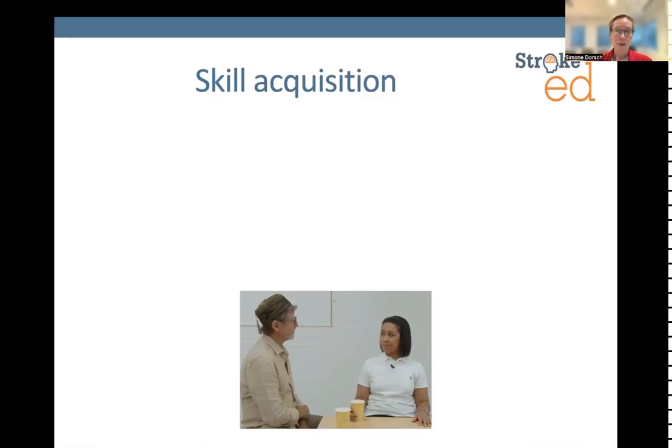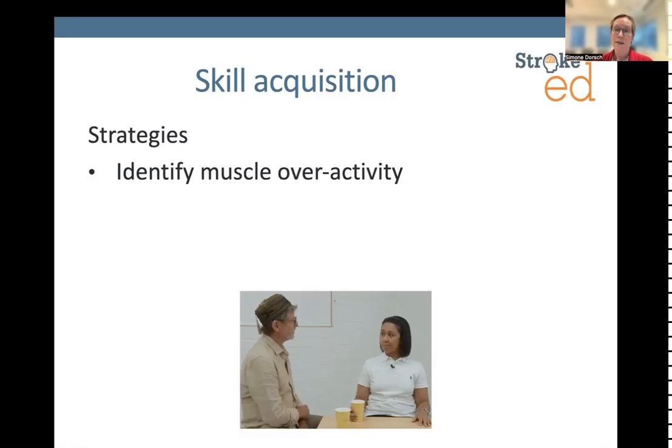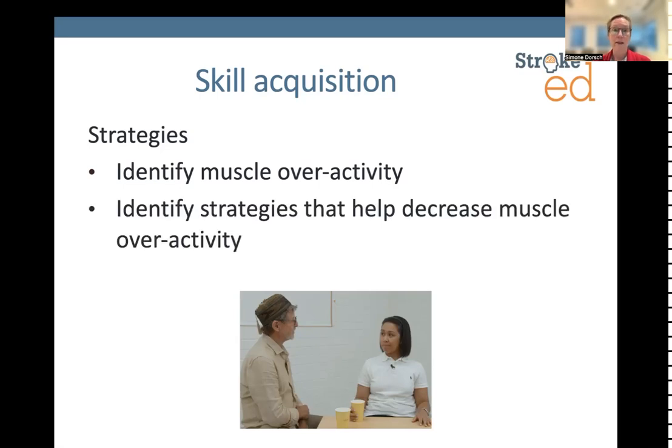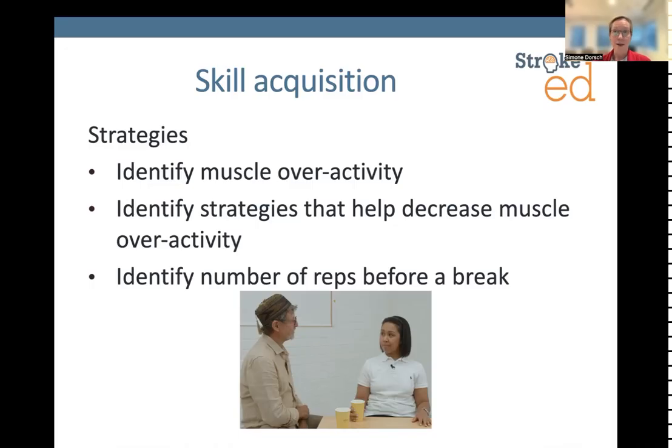So if we summarize the strategies that we saw Carl and Melanie using there, it's about identifying the muscle overactivity and having the conversation there, as Carl does with Melanie. Melanie's already got strategies in place, having a discussion about those and thinking about the additional strategies that Carl identifies, about thinking about the weight, thinking about what her intact arm does, really decreasing the level of difficulty of what she's practicing, and identifying the number of repetitions done before a break.